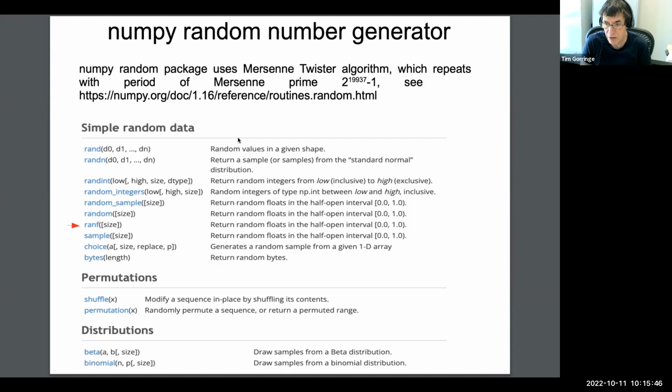Today's applications will all be based on the random number generator in the NumPy random number package. Specifically, it's the random number generator ranf that generates a uniform distribution of floating point numbers from 0 to 1. We're going to be just calling this random number generator in this class and in the subsequent classes on different Monte Carlo methods for different physics problems.